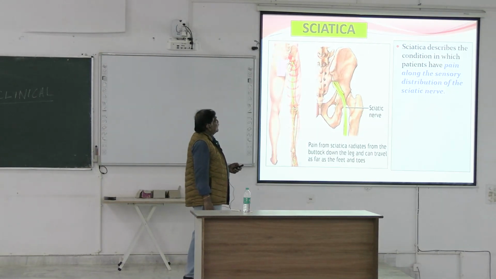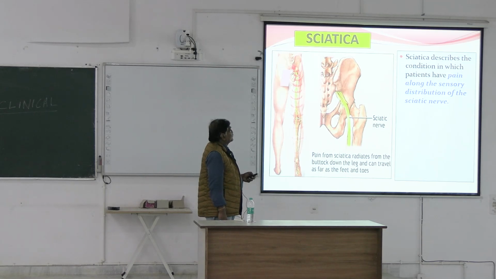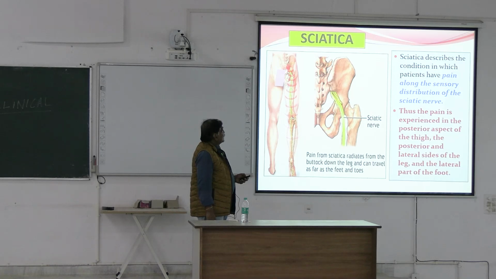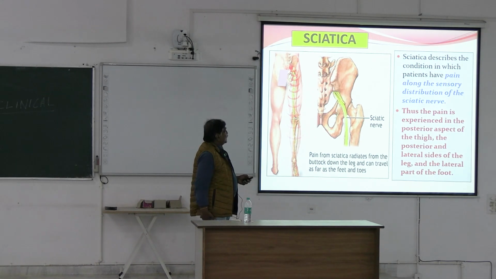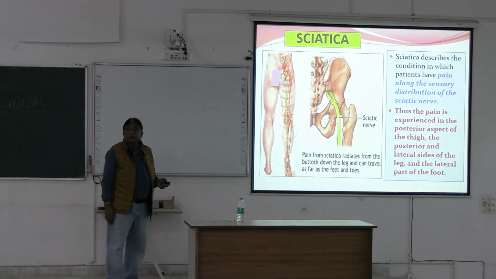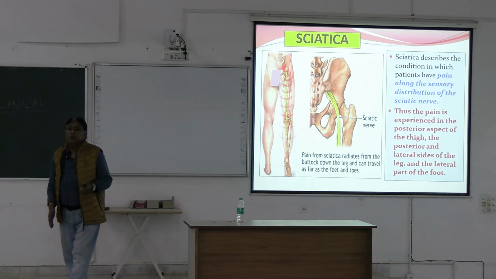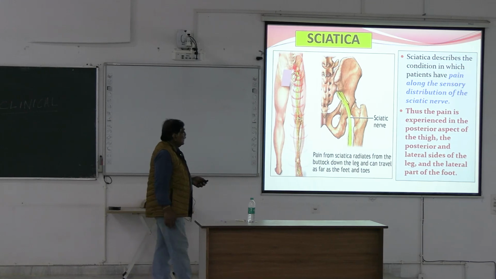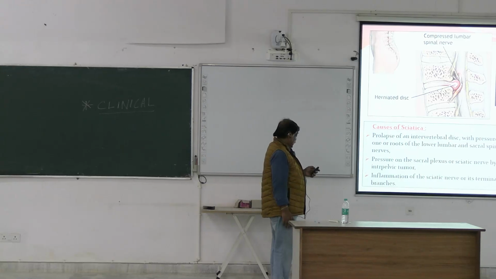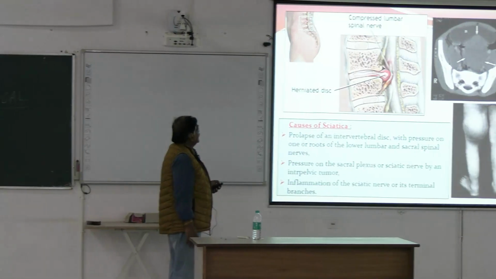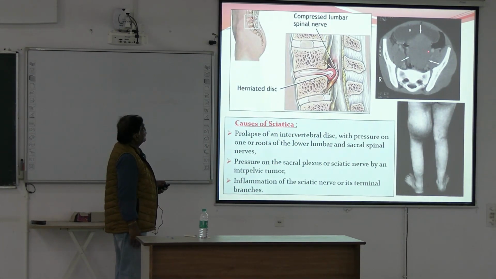Now sciatica describes the condition in which patients have pain along the sensory distribution of the sciatic nerve. Thus the pain is experienced in the posterior aspect of the thigh, the posterior lateral side of the leg and the lateral part of the foot. Medial femoral. Now, see the compressed lumbar nerve. This is a herniated disc.